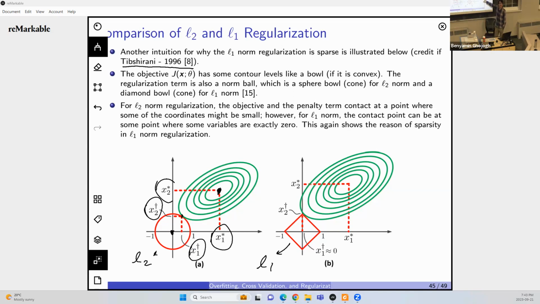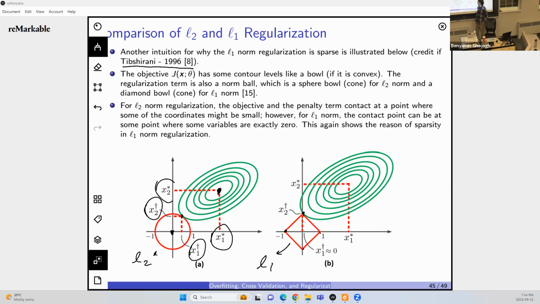Now let's compare it to the L1 norm regularization. What happens? It becomes like this. So I should see where they intersect, right? Where do they intersect? With high probability, it will intersect at one of the edges, because the unit ball of the L1 norm is like a diamond. The unit ball of the L2 norm is like a sphere. So the unit ball of the L1 norm has sharp edges.